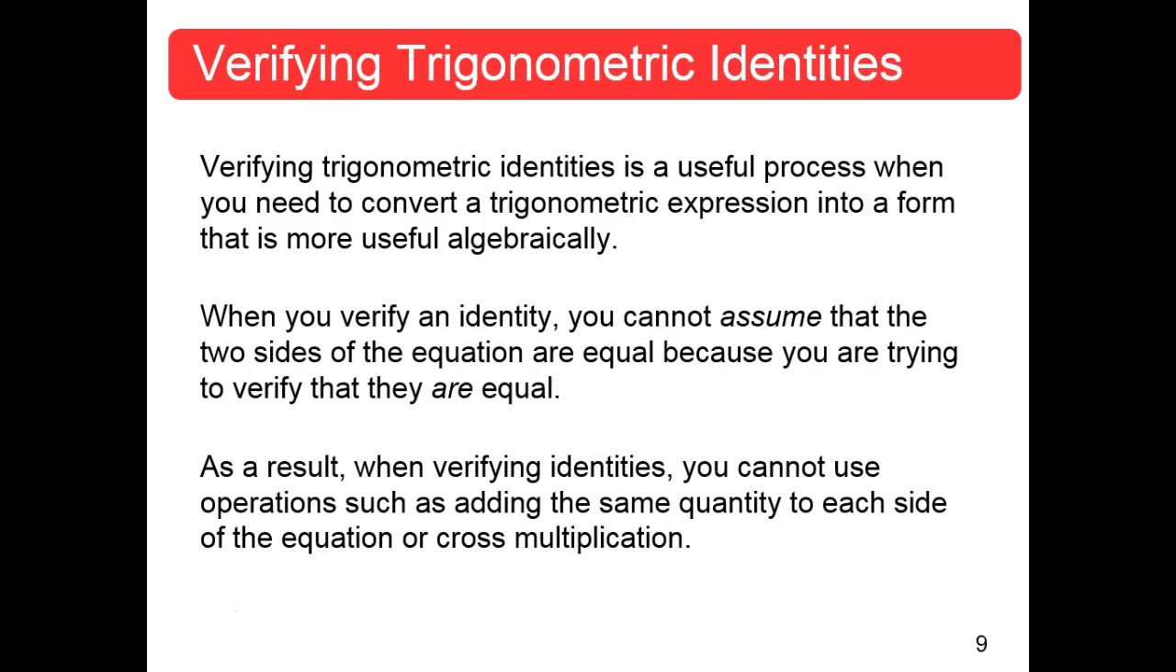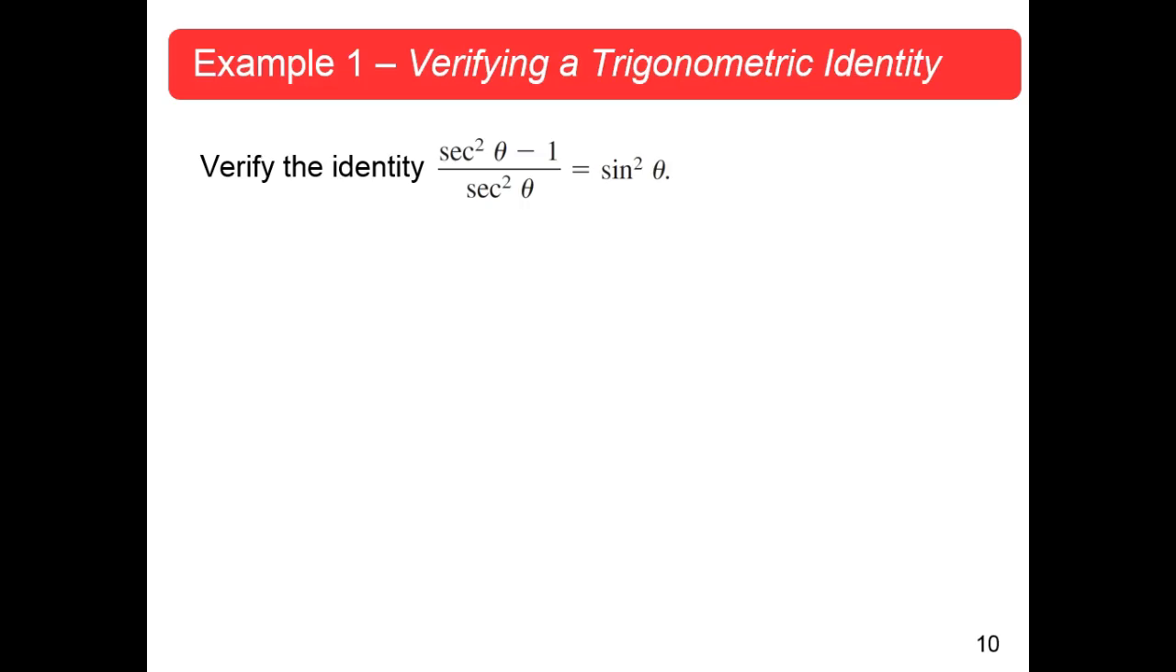As a result, when verifying identities, you cannot use operations such as adding the same quantity to both sides, which is what I've already said, or cross multiplication, or anything else like that, because there you're crossing the equal sign. Just don't do that. Okay.